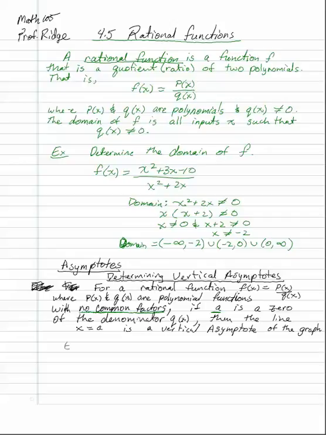An example would be f of x equals x plus 2 over x minus 3. That's reduced. You can't factor it and cancel common factors. So 3 is a 0 of the denominator, since it makes x minus 3 equal to 0, and that tells me x equals 3 is a vertical asymptote.